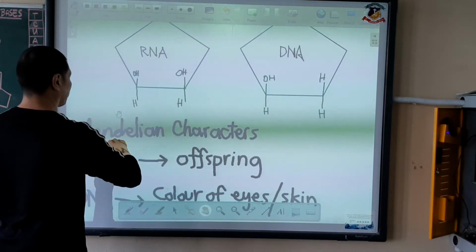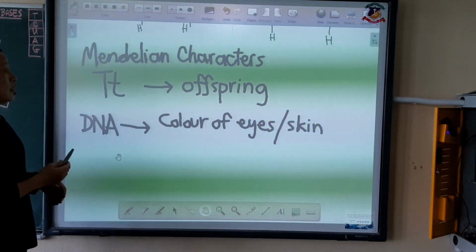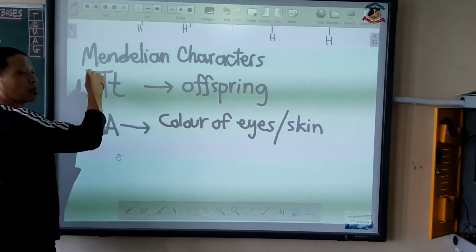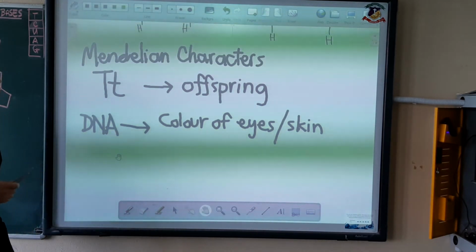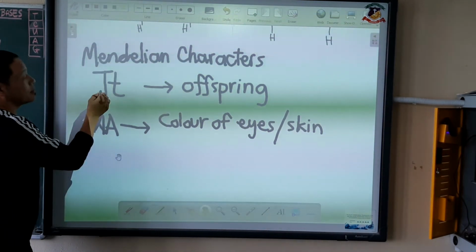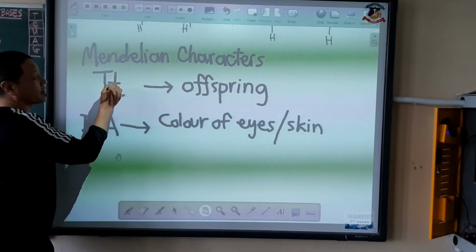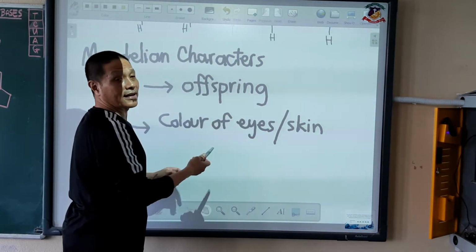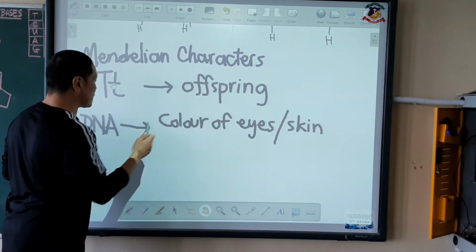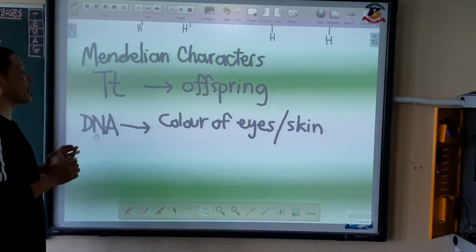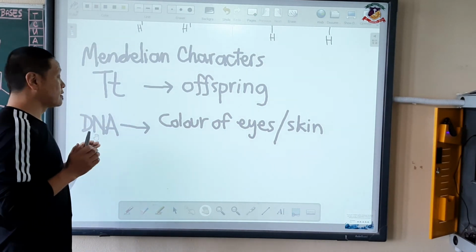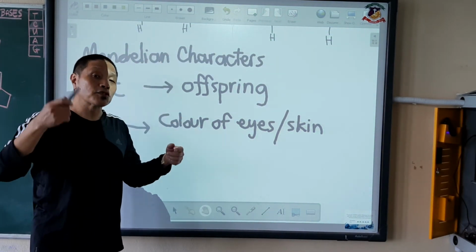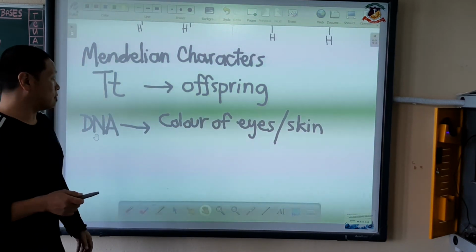Now, the last one is that DNA ought to be able to express itself in the form of Mendelian characters. What are the Mendelian characters? We talked about Mendel and we've gone through this capital T and small t a lot of times. It means two traits. One is a tall trait and the other is a dwarf trait. Now these traits pass on to the offspring. The offspring can either be tall or dwarf. So in the same way, DNA ought to be able to carry different genetic characters into the offspring, like for example the color of eyes and the color of skin, that comes from the parents, passed on to the offspring.